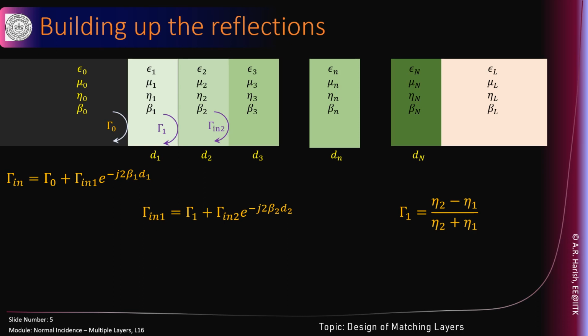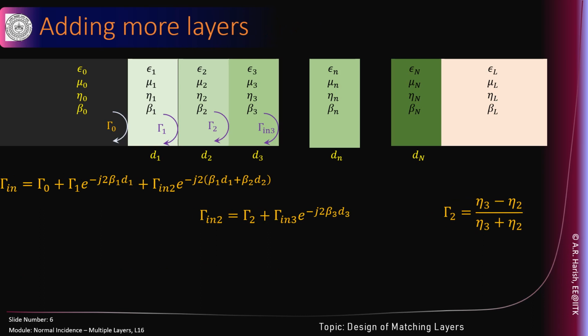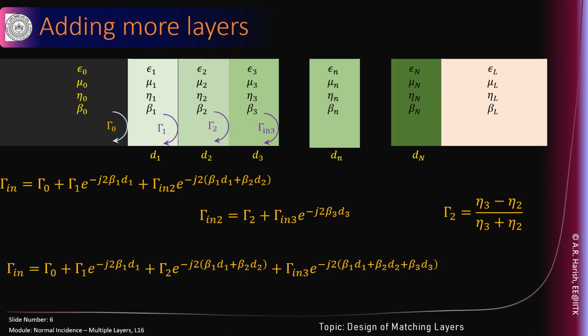What is gamma in 2? Correct. It is the reflection at that interface between layer 2 and 3, taking all other layers into consideration. Can we write gamma in 2 similarly? Yes, we can, but before that, we'll substitute gamma in 1 in the previous equation and expand it. Convince yourself that this expansion is indeed correct. Now, we do the same thing for the interface between second and third layer, where gamma in 2, the overall reflection coefficient, is gamma 2 plus gamma in 3 times e to the power of minus j 2 beta 3 d3. Substitute in the previous equation for gamma in, and the expression has started growing now.